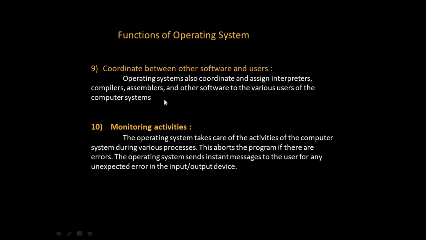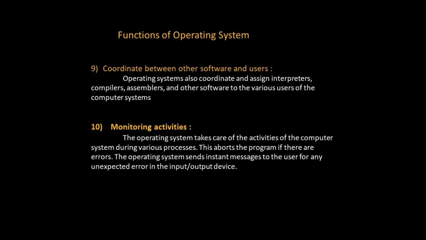The next function of operating system is coordinate between other software and users. As we all know, the operating system acts as a communication bridge between the user and the computer hardware, and as much it also acts as a communication bridge between two softwares in the computer. So an operating system also coordinates and designs interpreters, compilers, assemblers and other software to the various users of the computer system.